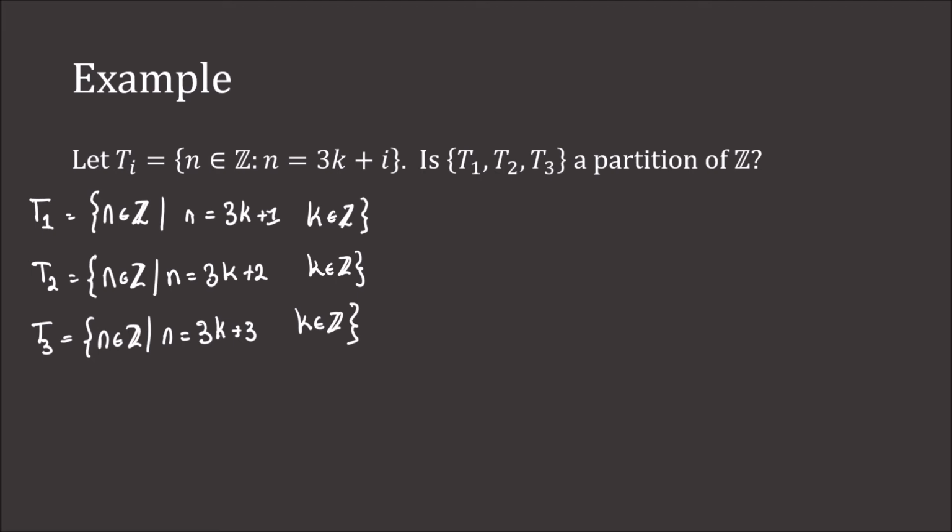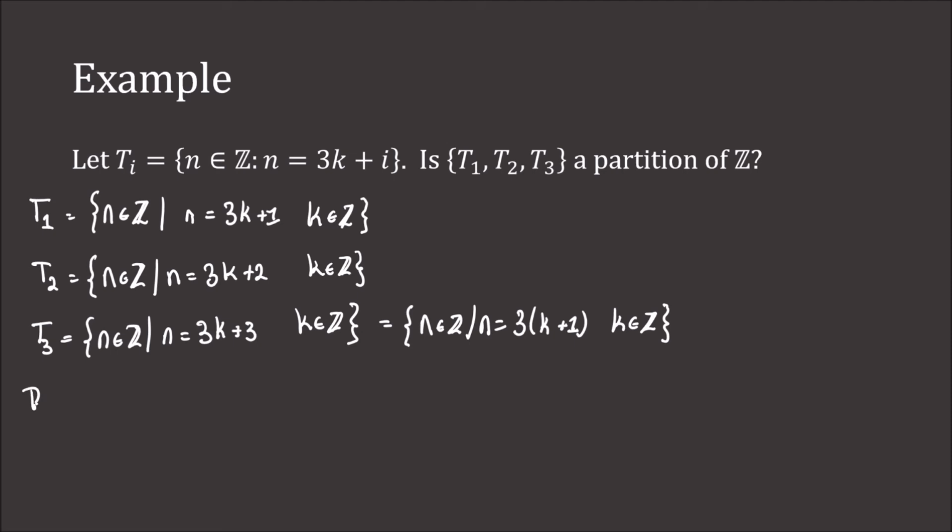Now we can rewrite T3 as the set of all integers n such that n is equal to 3 times (k plus 1) for some integer k, right? Which is the same as saying 3 times an integer.